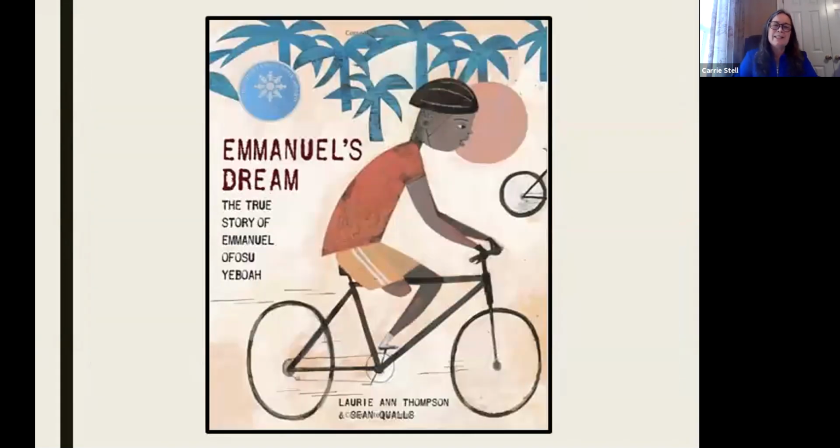Okay, here we go. This is an illustrated children's book. I have used children's books in my adult ed classes, and I especially love the idea of using them with ESL students. Sadly, we don't have time to look at any of the pages of this book. Emmanuel's Dream is a true story of Emmanuel Ofosu Yeboah, who cycled across Ghana in West Africa, nearly 400 miles in 10 days. And he only had one strong leg. He had a message that he spread: that disability does not mean inability, that one leg is enough to do great things, and that one life can change the world.